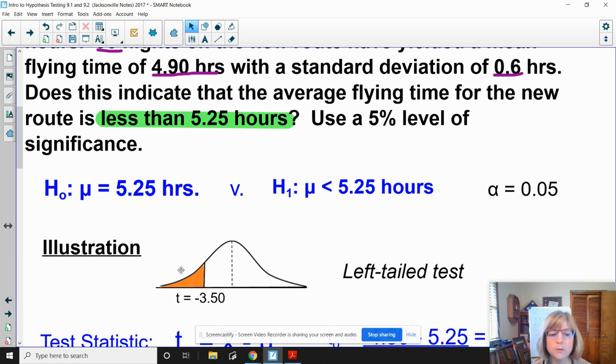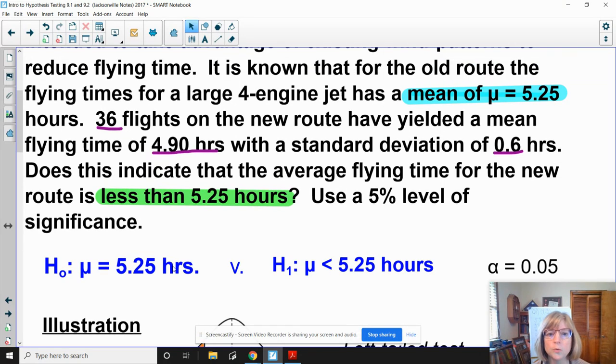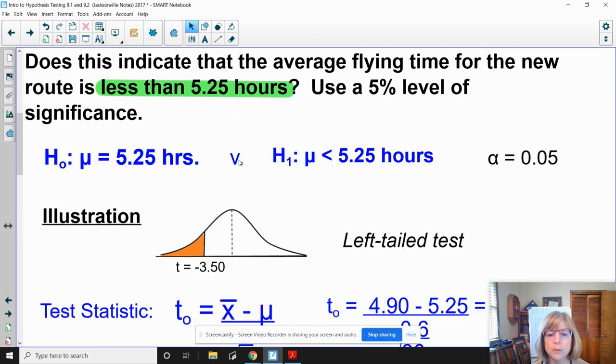The next thing we have to do is find our test statistic so that we can find the p-value. Now, the test statistic is either a z-score or a t-score. So let's look up here and determine, is this z information or is this t information? Our sample size is 36, and this sample has a mean flying time of 4.9 hours with a standard deviation of 0.6 hours. Now, grammatically speaking, the 4.9 hours and the 0.6 hours belong to the sample, so this is going to be a t problem.